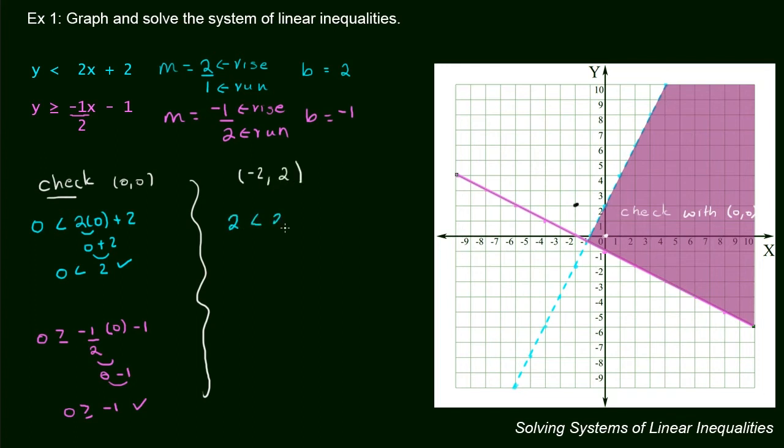So I have 2 times negative 2 is negative 4. Negative 4 plus 2 is negative 2. 2 is not less than negative 2, so it's not a true statement, hence the reason why this area is not shaded. And you can do that with other points outside the region as well to check to see if it makes a false statement, and if it does, there is your correct answer.